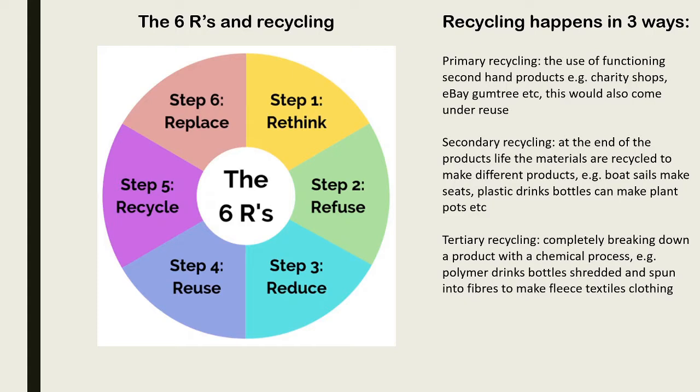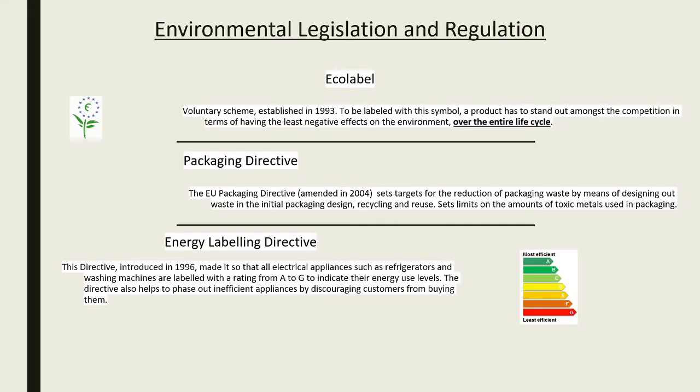Secondary recycling is at the end of the product's life. The materials are recycled to make different products. So that might be boat sails made into seats, or plastic drinks bottles made into plant pots, that type of thing. And then tertiary recycling is where you completely break down a product with a chemical process, e.g. polymer plastic bottles shredded and spun into fibres, which can then make fleece, textiles, clothing, like the old school blazers that you may have worn in secondary school, those types of things. So that covers the basics of the 6 R's and recycling.